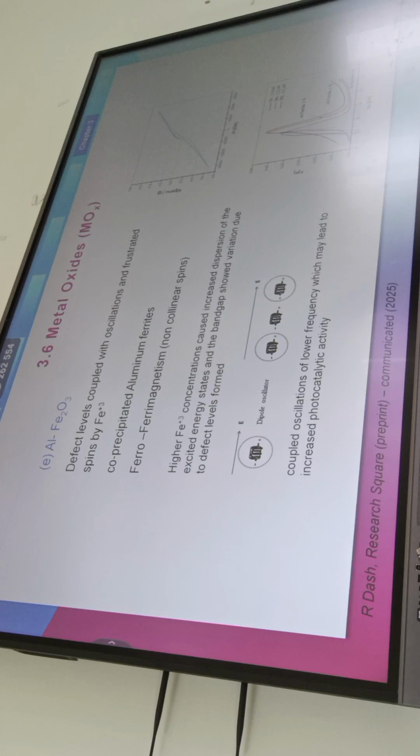So here it shows the aluminium ferrite, Al Fe2O3, whose defect levels are coupled with the oscillation of frustrated spins by Fe doping, and that is precipitated by the aluminum ferrites. For this we got the F and h nu graph for the different dopings: aluminum ferrite at 1% and 2% doping, and aluminum ferrite at 5% doping. So the higher the Fe3 concentration, it indicates increased dissipation of the excited states, and the band gap shows variation due to the defect levels formed.